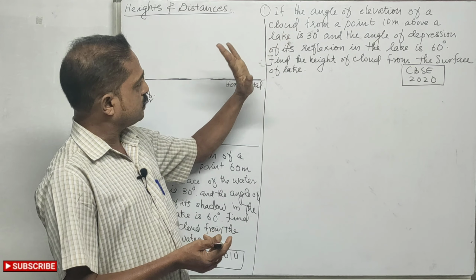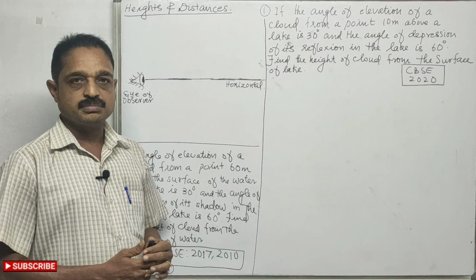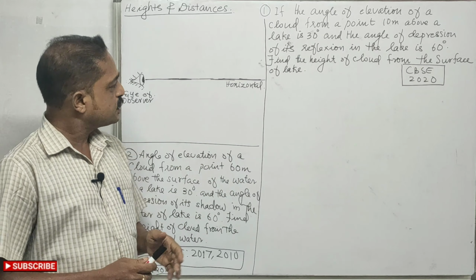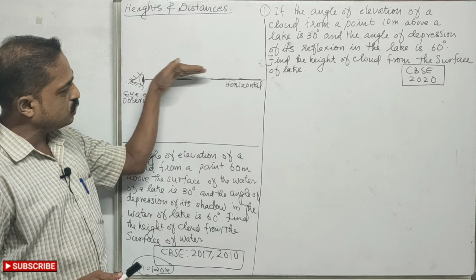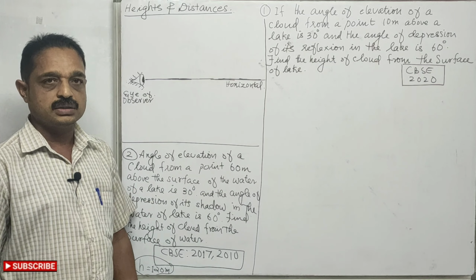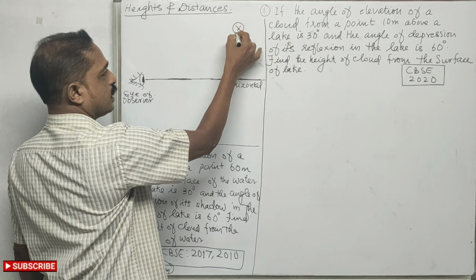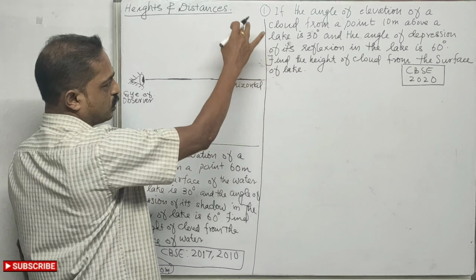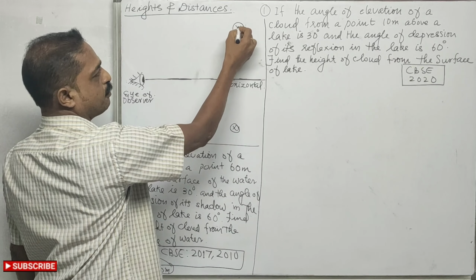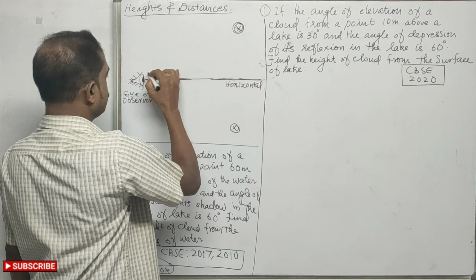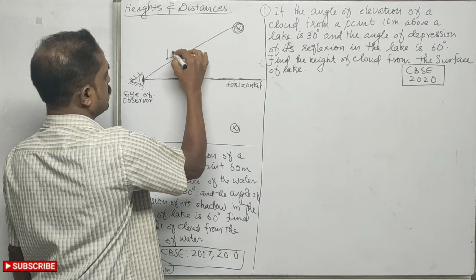Before going into the questions, let us understand some terms which are frequently used in this chapter. Let us assume that this is the eye of the observer, and the horizontal line through the eye of the observer is called the horizontal. Suppose the object is above the horizontal. The object viewed may be above the horizontal or it may be below the horizontal. If the object is above the horizontal, the line connecting the eye of the observer with the object is called the line of sight.